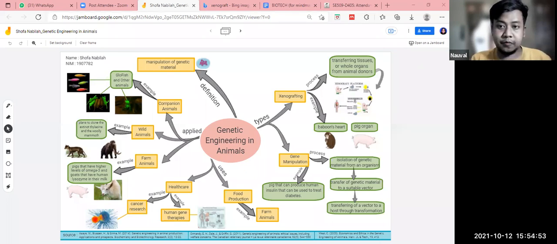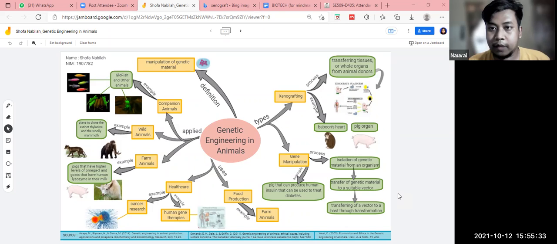Okay, thank you very much, Ms. Shofa Nabilah, for the great explanation about genetic engineering in animals. Now, after the presentation has finished, we are opening the Q&A session. The Q&A session will be divided into two sessions. The first session is open for 2 questions, and the last session will be dedicated to three questions. Does anyone want to ask a question or discuss something?